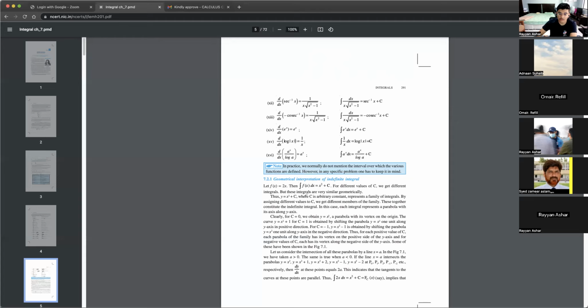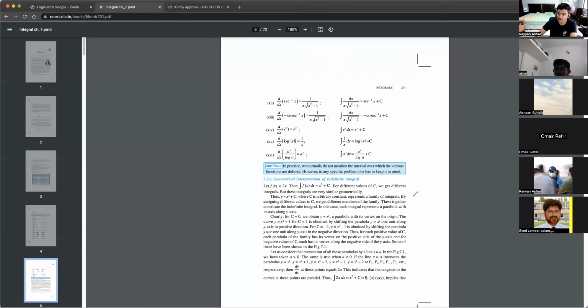Thus, y is equal to x squared plus c, where c is an arbitrary constant, represents a family of integrals. By assigning different values to c, we get different members of the family. Like we saw before, the reason there are infinitely many antiderivatives of a single function is due to the variation in the constant value c. So that's essentially what they say here. By assigning different values to c, we get different members of the family, which means different members of the class of all antiderivatives of that function. These together constitute an indefinite integral.